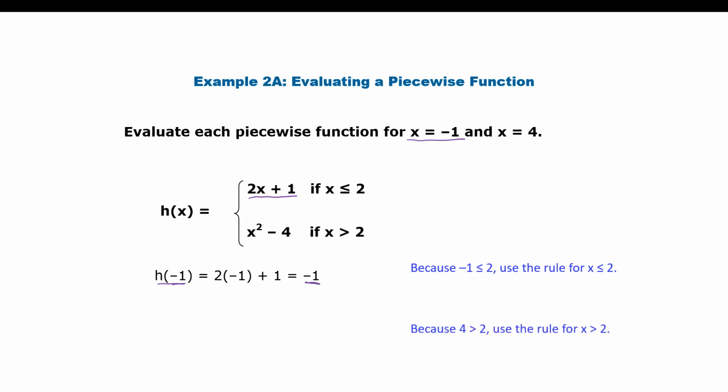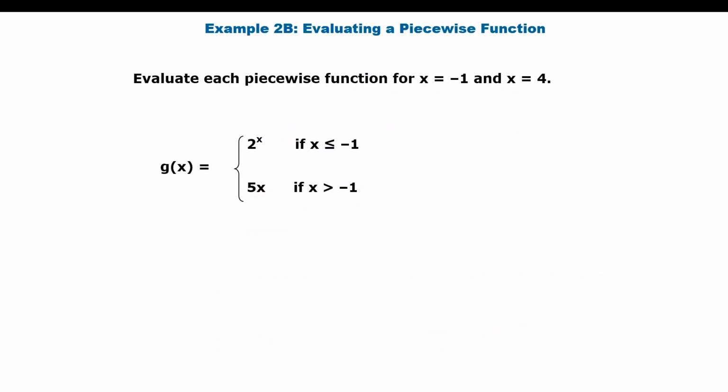The second time we look at x equals 4. 4 is greater than 2, so we're going to use this equation and fill in. 4 squared is 16 minus 4 is 12. And so there it is. So h of 4 equals 12. So you just choose which one to use and then solve.